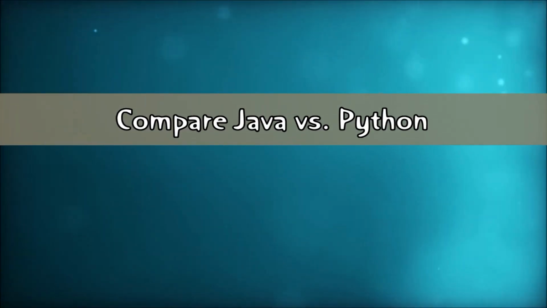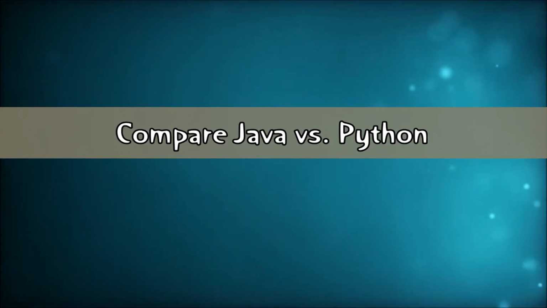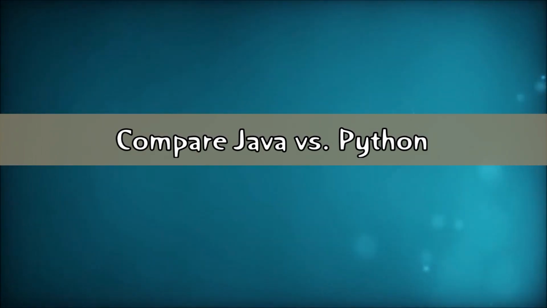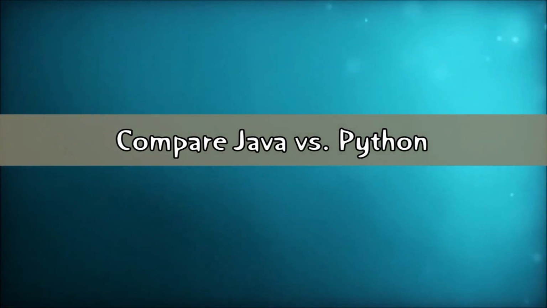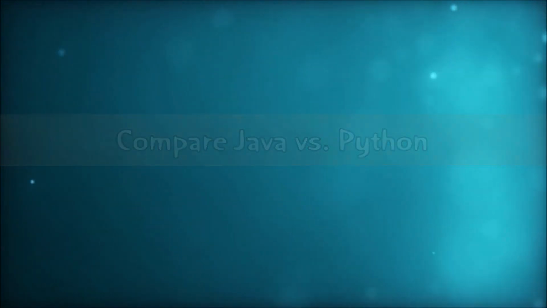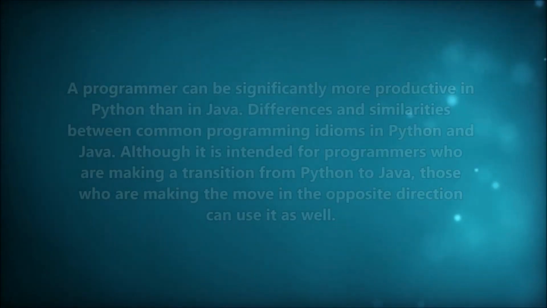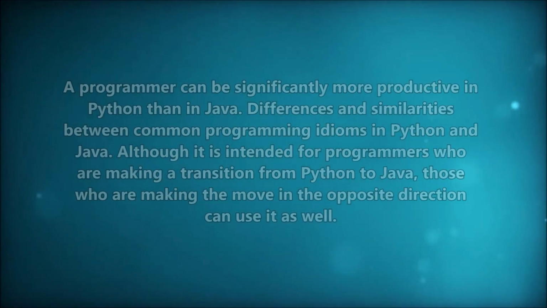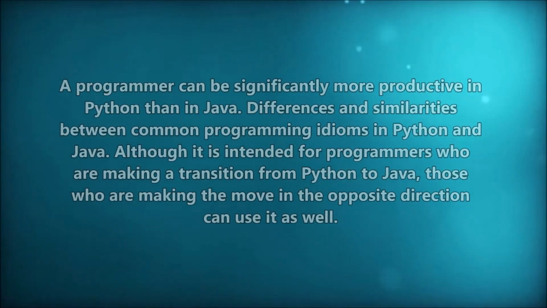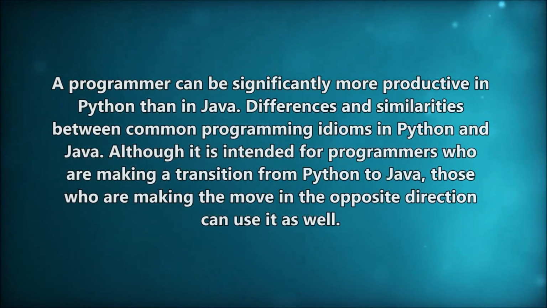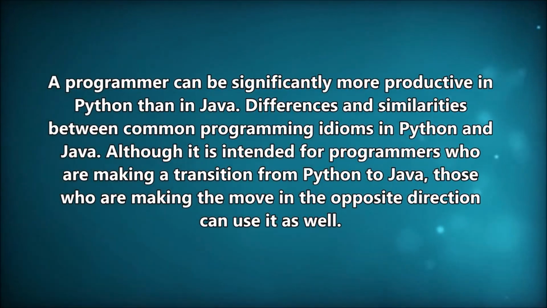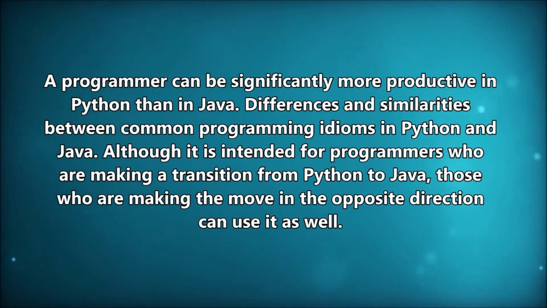Next we will compare Java versus Python. It will help you to understand what are the major differences between those two languages. A programmer can be significantly more productive in Python than in Java. Differences and similarities between common programming idioms in Python and Java.